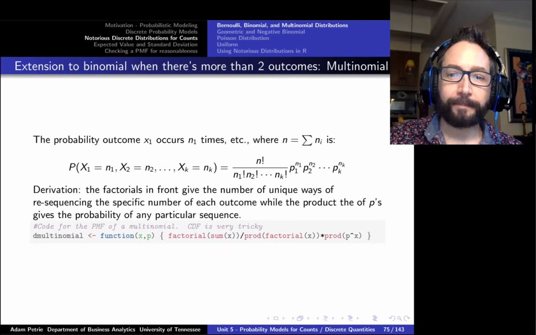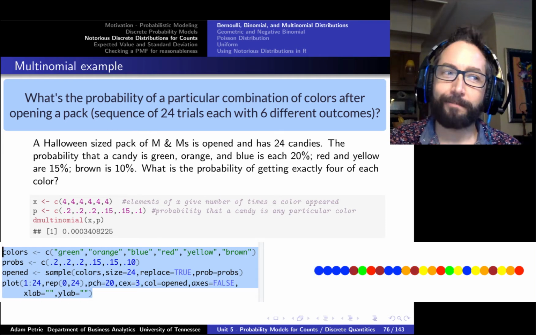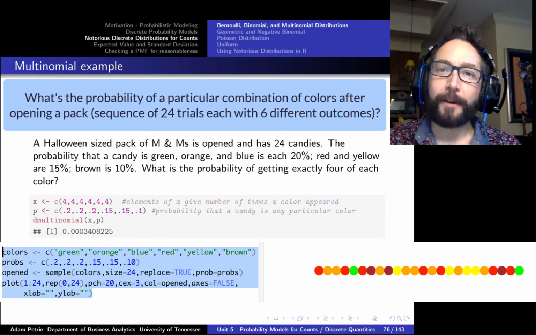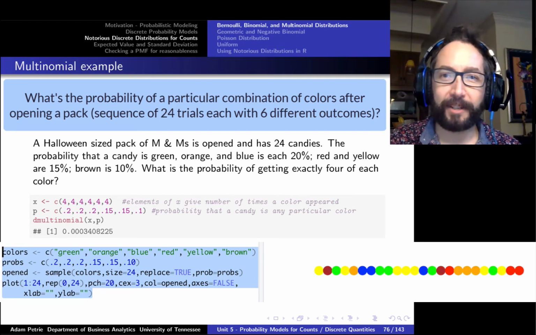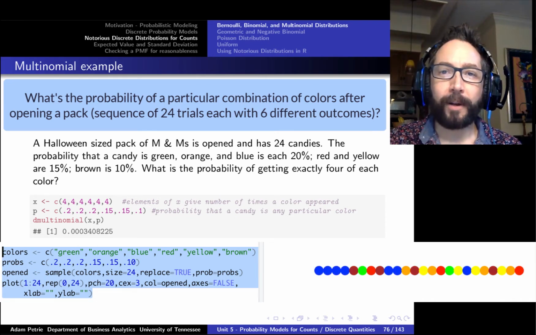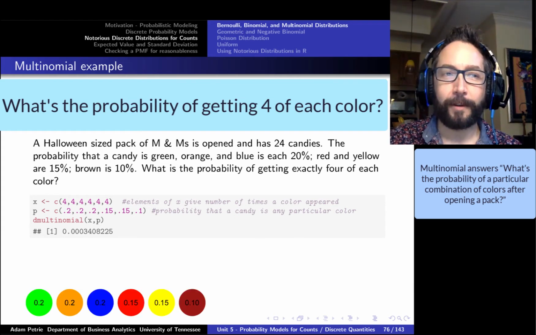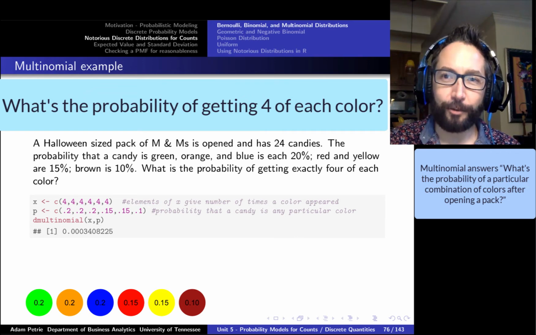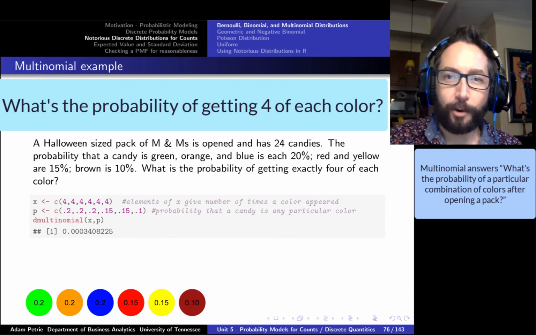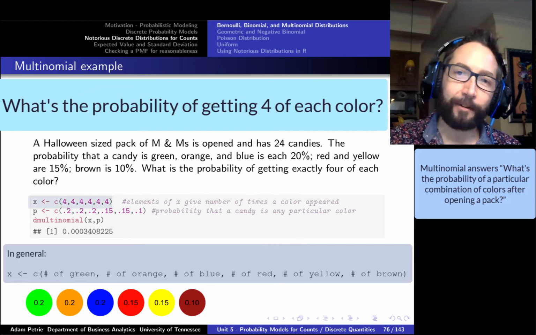So, for example, let's imagine that we are handing out fun packs of M&Ms for Halloween to the trick-or-treaters. Hopefully there'll be some this year. And each of these fun packs has 24 M&Ms in it. So there's a probability distribution that describes the probability of each one of the different colors. And so we might want to ask the question, well, what's the probability that I would have exactly 4 of each of these 6 colors? Because I'm asking for the probability of some combination of outcomes after 24 trials, I'm going to be able to use the multinomial distribution to help me answer this. To do this, I'm going to define a vector x that tells me the number of each type of outcome in my question.